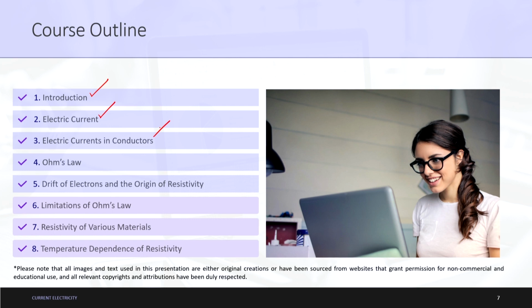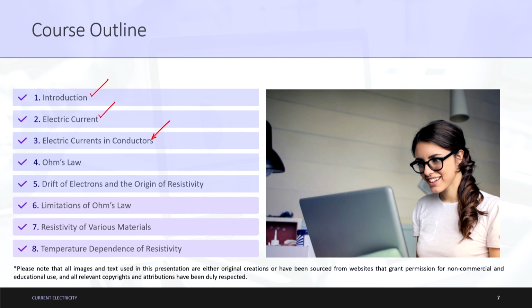Right now we are at the third point, that is electric current in conductors. In this part, the first concept, that no electric current is produced if there is no electric field, has been discussed. Now, let us go on to further discussion of this part, in which we will try to find out whether, if an electric field is present, an electric current will be produced or not. So, let us go directly into this concept.